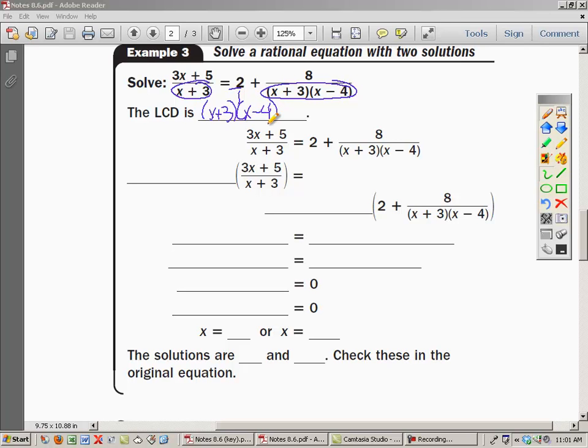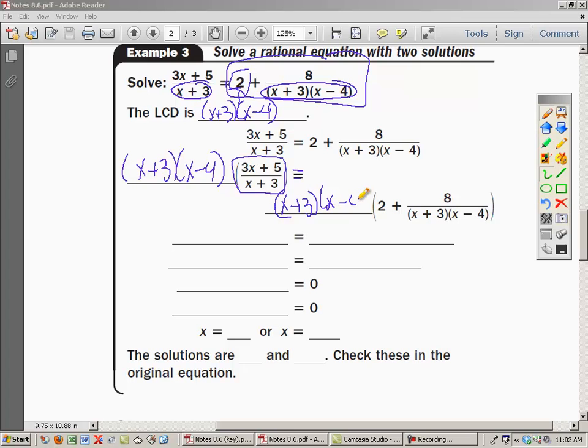And so to get rid of the denominators here, we can't do cross products because we've kind of got a mess. It's not simply 3x plus 5 over x plus 3 is equal to something single. Because of this 2 here, we have to get the least common denominator. It's a little bit messy, but this is my left side, 3x plus 5 over x plus 3. We're going to multiply that by x plus 3 times x minus 4. And then here's my equal sign. On the other side, we're going to take this whole thing, 2 plus 8 over x plus 3 times x minus 4, and multiply by x plus 3 times x minus 4.